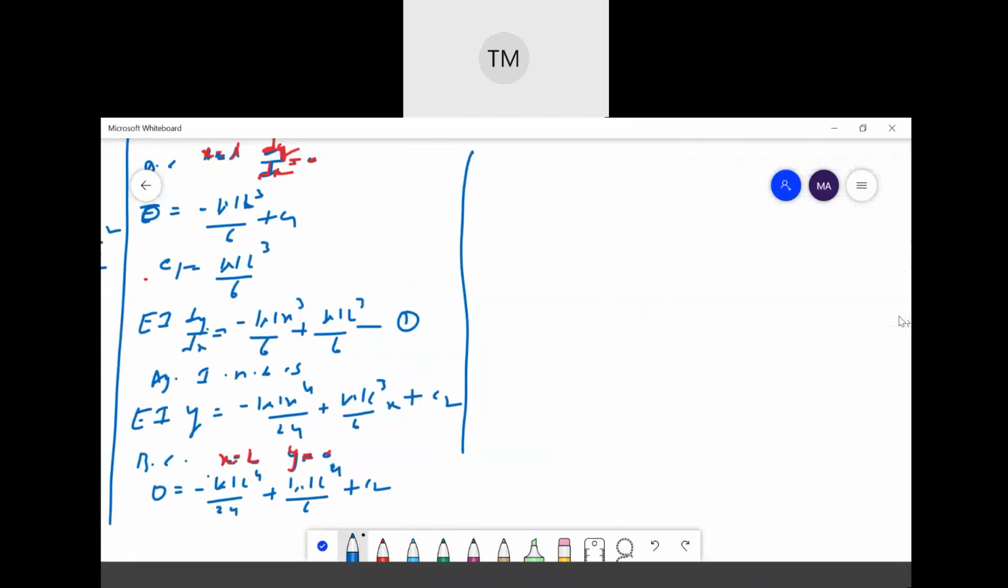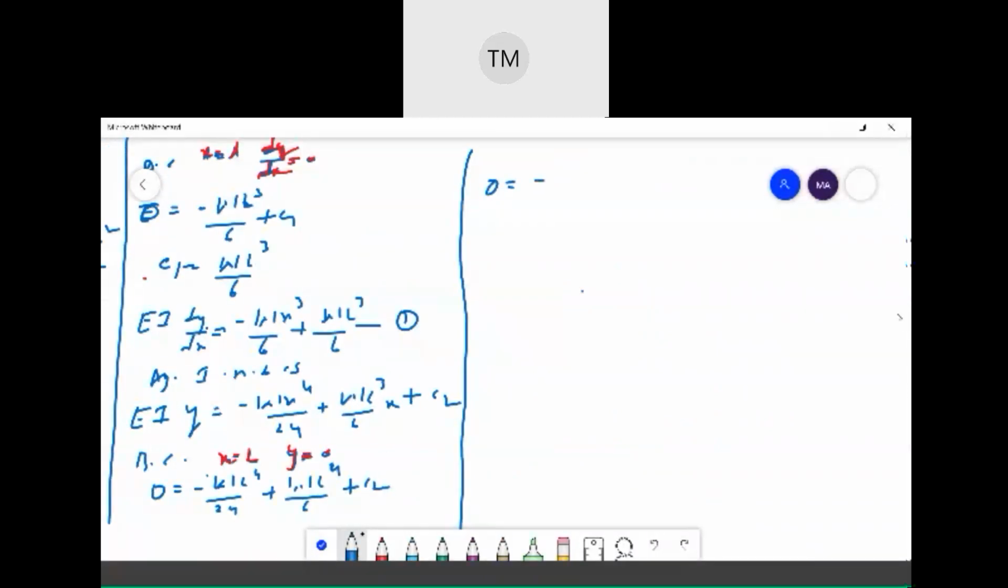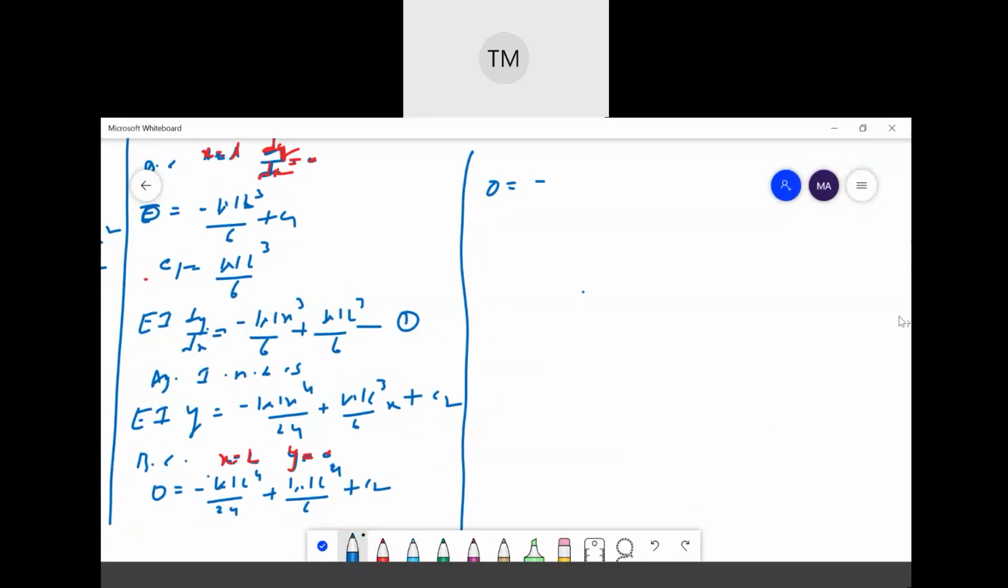What happens here? The 0 is equal to, okay, here minus 4 minus WL to the power of 4. LCM is 24. Here it will be plus 4 into WL to the power of 4 plus C2.